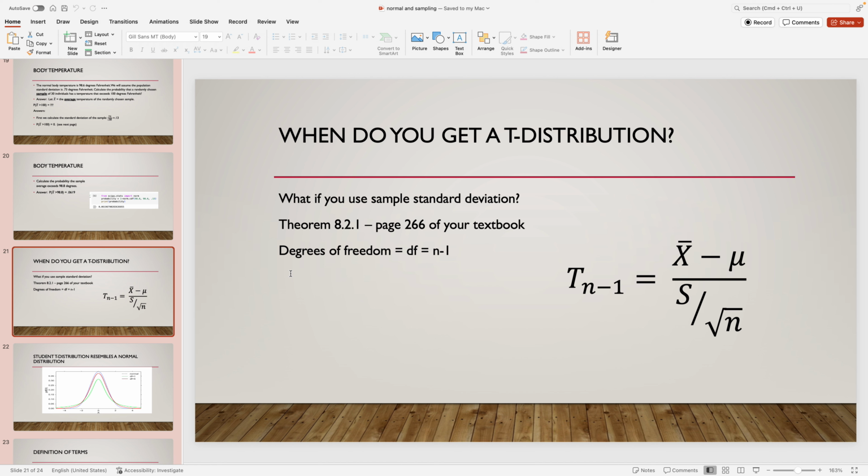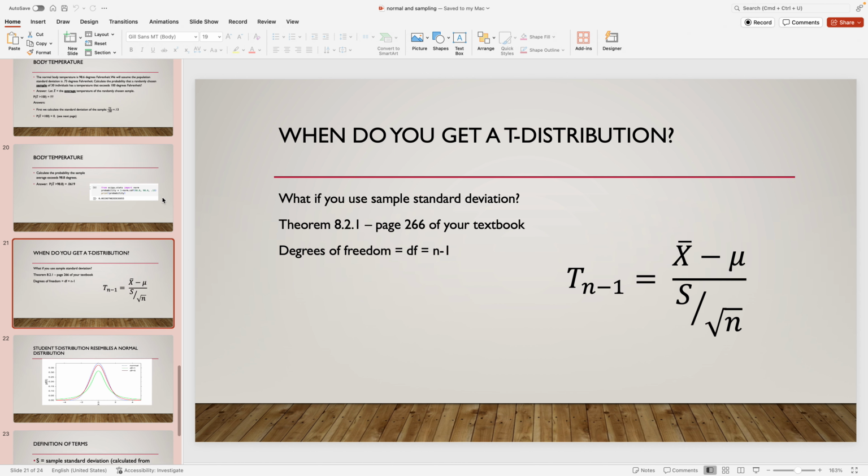So what if we don't know the population standard deviation? Well, the classical thing to do is to use the sample standard deviation. If you do that, this is very similar to the central limit theorem, except I'm using the sample standard deviation S instead of the symbol sigma. If I do that, I get what's called a t-distribution, and a t-distribution always has degrees of freedom. The degrees of freedom are one less than my sample size.